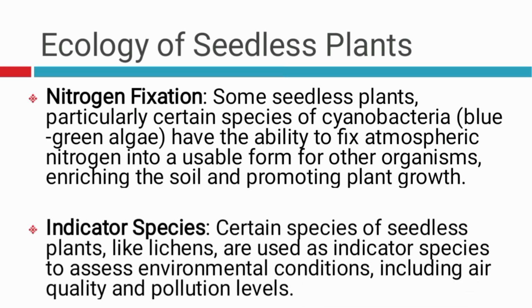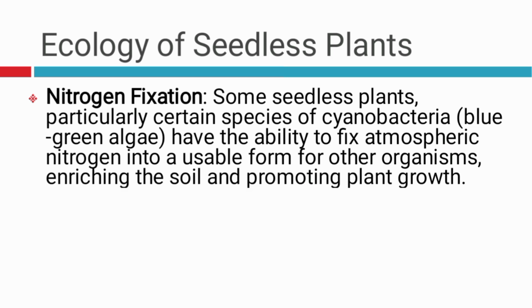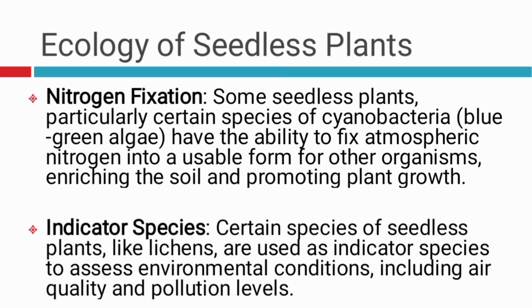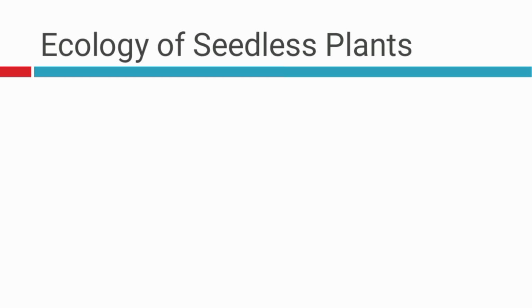That is very important. And they are also used as indicator species. What this means is that you can use them to indicate whether an environment is polluted or not. So if you find them growing in a particular environment, you will say, ah, this environment is clean enough. But if you cannot find them growing there, you can say that the environment is polluted. So that is why we use certain species such as lichens. They are used as indicators. So we call them indicator species.